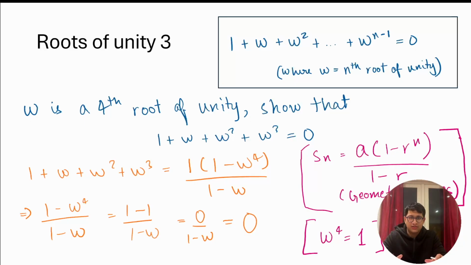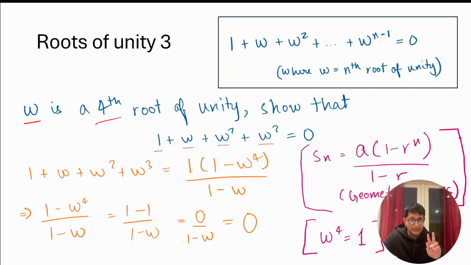So just to quickly demonstrate how or why this works, say that w is the 4th root of unity, that means it's a solution of z to the power of 4 equals 1. Then for any root of unity, the question is asking us to show that 1 plus w plus w squared plus w cubed equals 0.